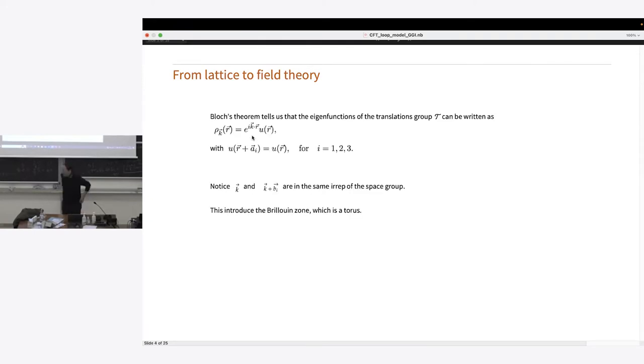Okay, so there's an important theorem called Bloch's theorem, which basically tells us the eigenfunctions of the translational group have such a simple form. I'm sorry, this is completely trivial for our condensed matter friends, but bear with me. The eigenfunctions of the translational group are given by a phase factor identified by some momentum, which is e^{ik·r}, where k is the momentum of your plane wave, times a function u(r), which is periodic with respect to our unit vectors. So this is just representation theory.